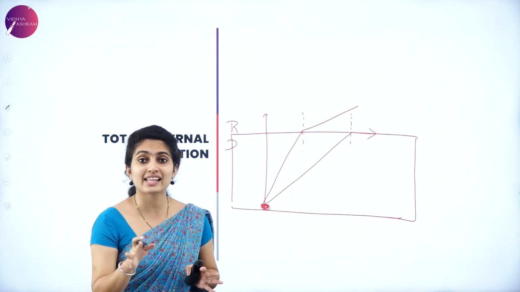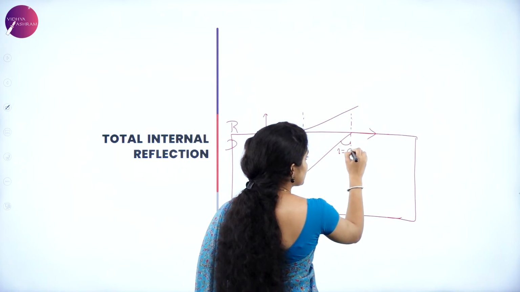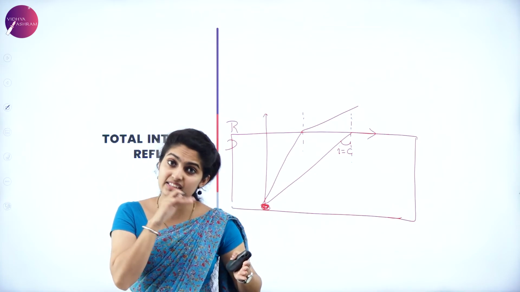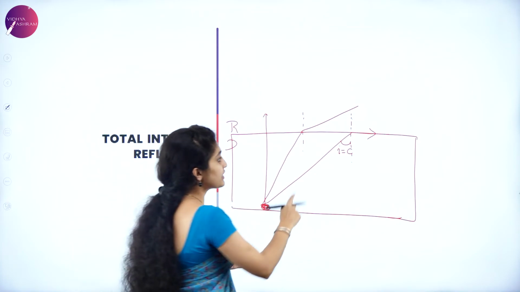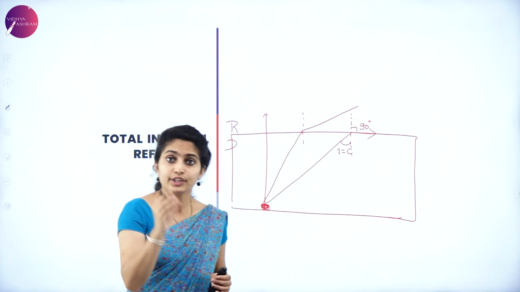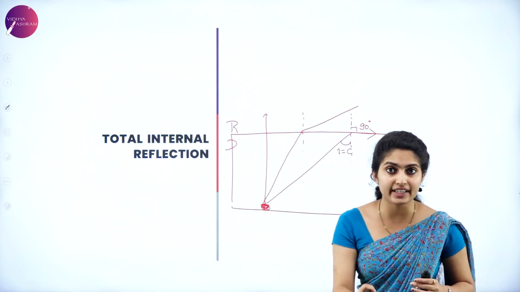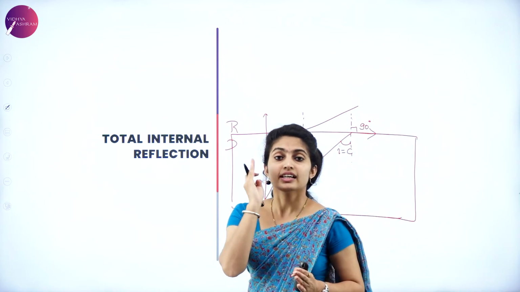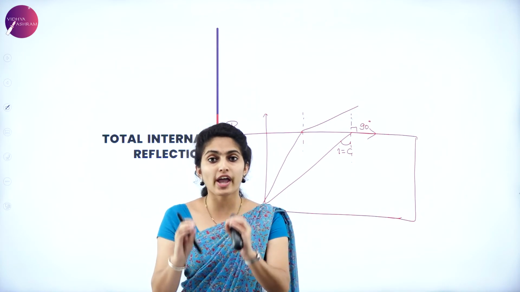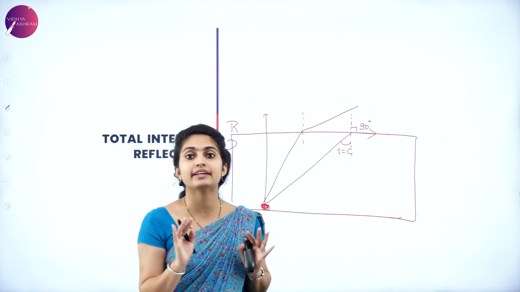I can just call this angle the critical angle. Critical angle means if i is equal to C, if the incident angle is equal to a certain angle called the critical angle, that means your refracted ray has to be at 90 degrees from the normal. If you get any refracted ray to be at 90 degrees, that means your angle which was incident is called the critical angle. So, for every critical angle, you have the angle of refraction to be at 90 degrees.